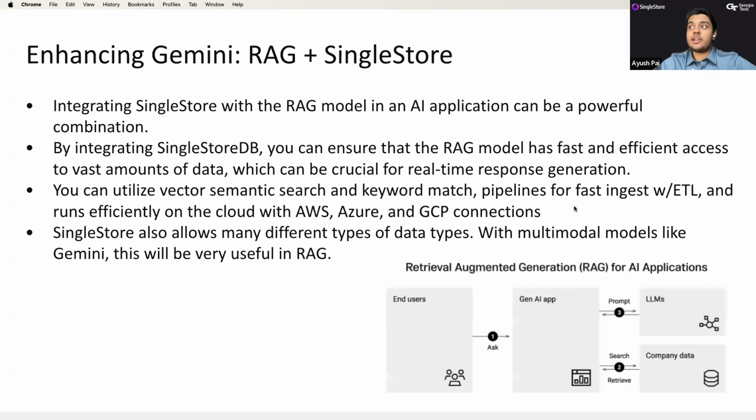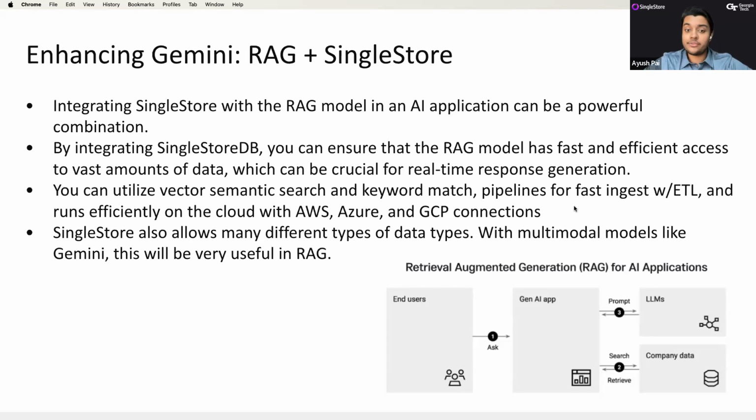Enhancing Gemini with RAG and SingleStore is another great way to do it. You can integrate SingleStore directly into the RAG model, and pairing SingleStore and RAG in AI applications can create a formidable duo in real-time data processing and response generation. Obviously, Google Gemini Pro right now is not the most state-of-the-art model. That's Gemini Ultra. But if you want more context and analysis in your responses, directly curated towards customers, RAG and SingleStore can be a really great way to do it.